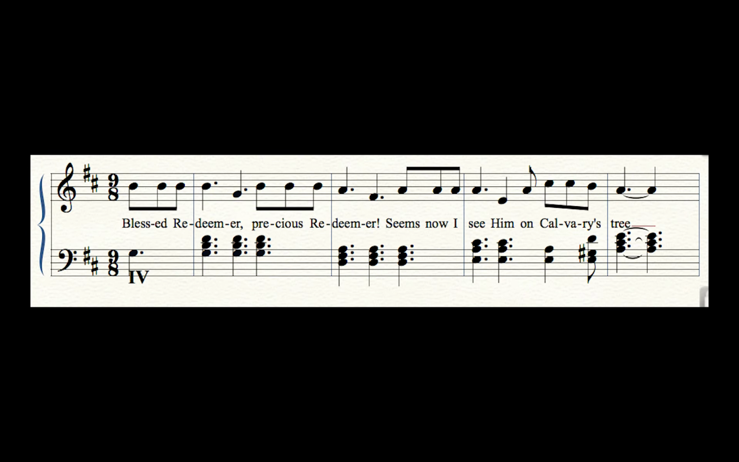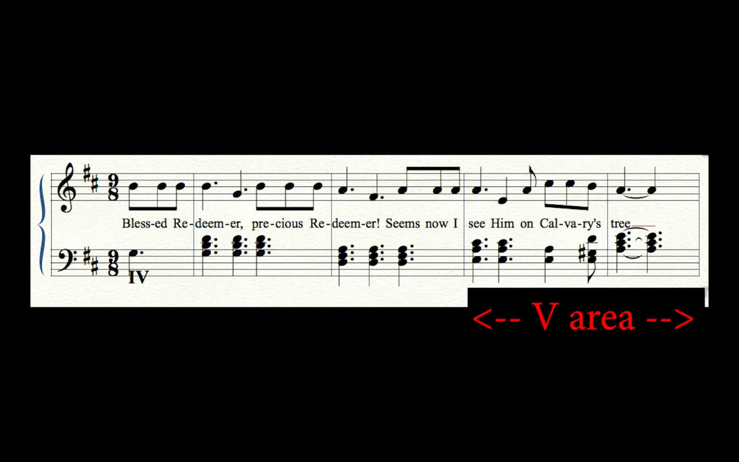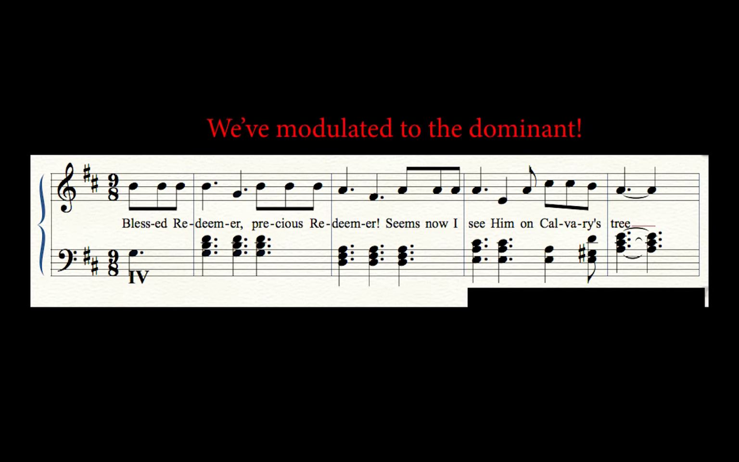The chorus of this gospel song starts off with the IV and I chords for the first phrase. The second phrase starts off with a bit of a jolt, harmonically speaking. The chord signals a change in direction. The whole phrase is in the V area. We can say that the song has modulated to the dominant.